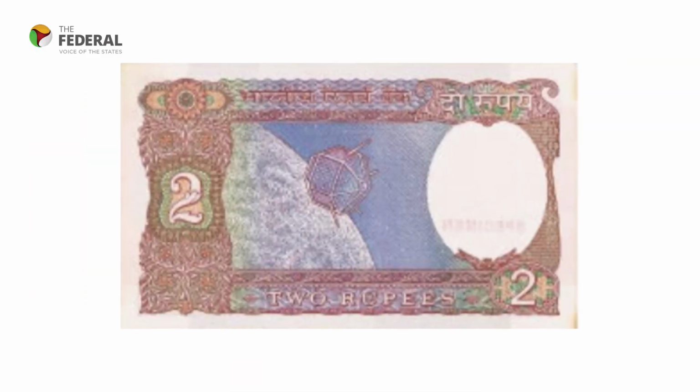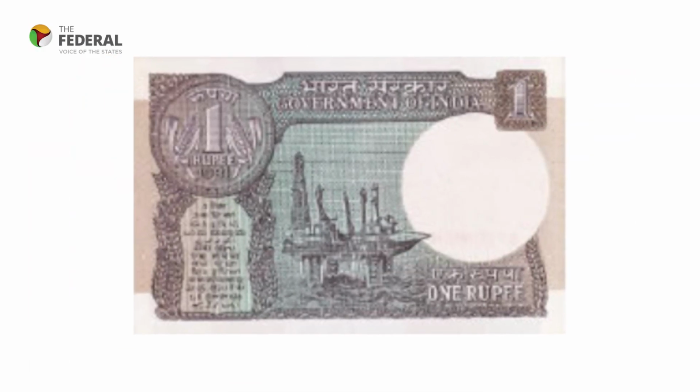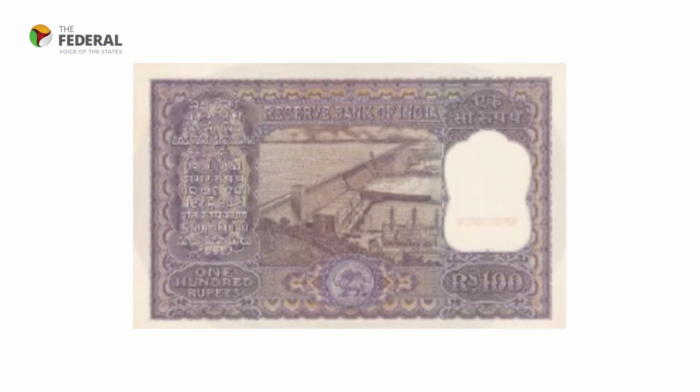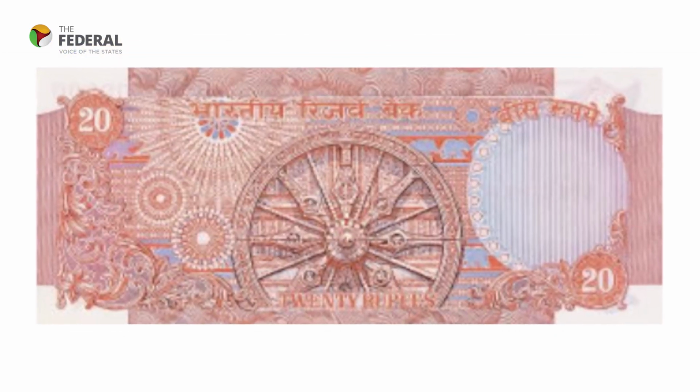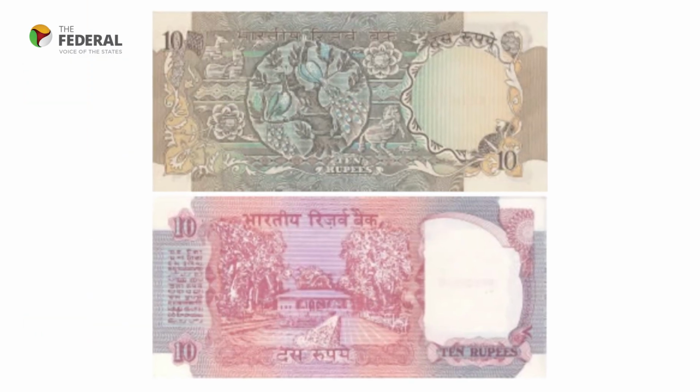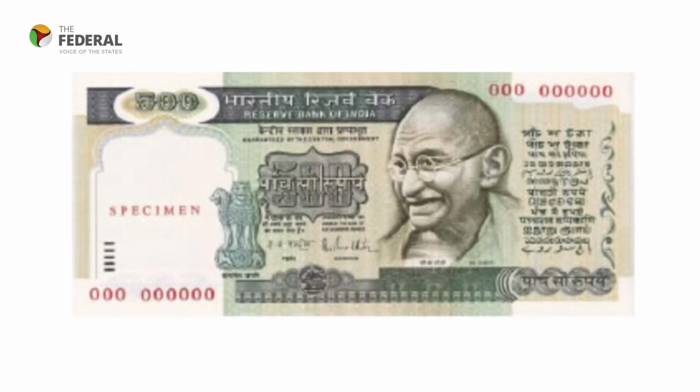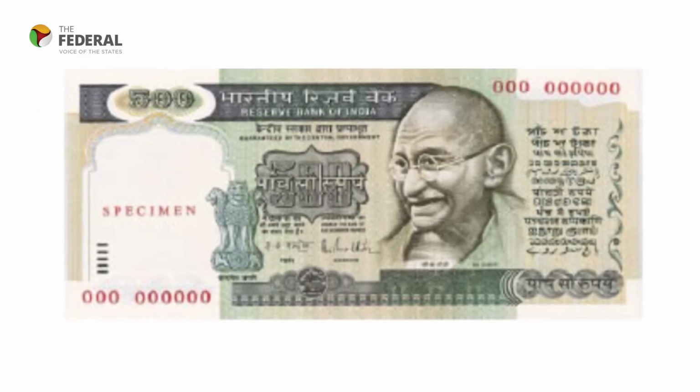In the 1980s, new notes came out showing science, progress and art, like Aryabhata on 2 rupee, oil rig on 1 rupee, farm machines on 5 rupee, Hirakud Dam on 100 rupee, Konark Wheel on 20 rupee and a peacock and Shalimar Garden on 10 rupee notes. To meet the growing demand, a 500 rupee note with Gandhi's portrait was launched in 1987. In 1996, a new Mahatma Gandhi series was introduced with stronger security features like a new watermark, security thread, latent image and tactile marks for the visually impaired.